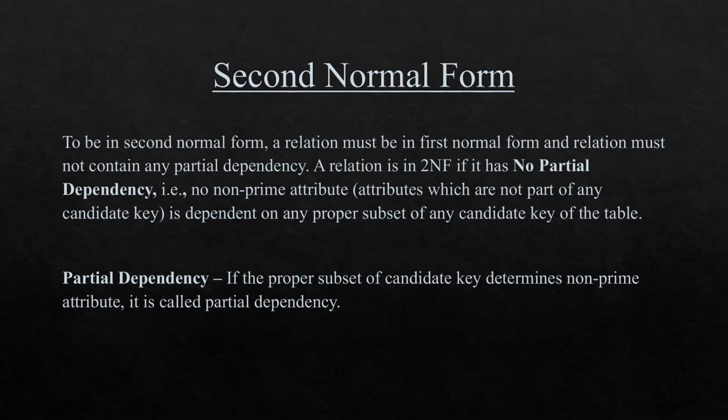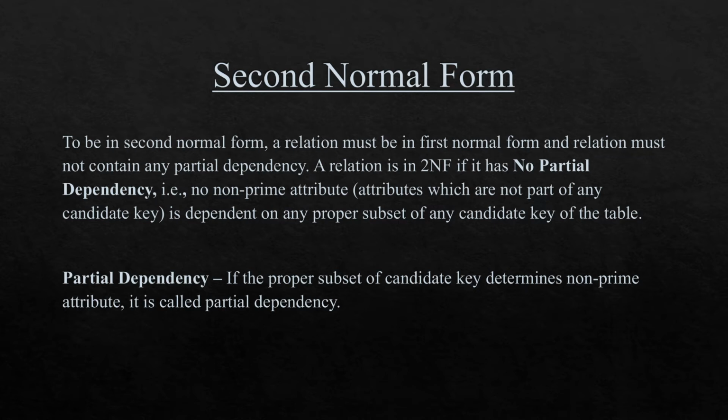Now second normal form. To be in second normal form, a relation must be in first normal form and the relation must not contain any partial dependency. A relation is in 2NF if it has no partial dependencies. Now what is partial dependency? If a proper subset of a candidate key determines a non-prime attribute, it is called a partial dependency. That is, no non-prime attribute is dependent on any proper subset of any candidate key of the table.